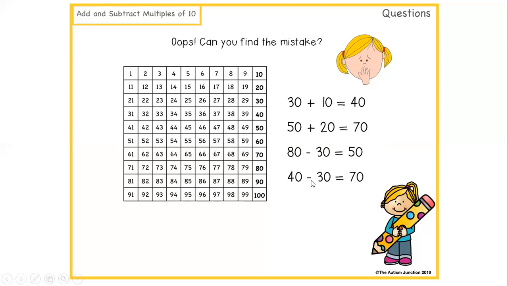So let's try 40, take away 30, or 40, take away 3 10's, which is 3 spaces back up the line. 40, take away 30. So 1, 2, 3 gives us 10. And, oh, they did 70. I think they must have added on accident.